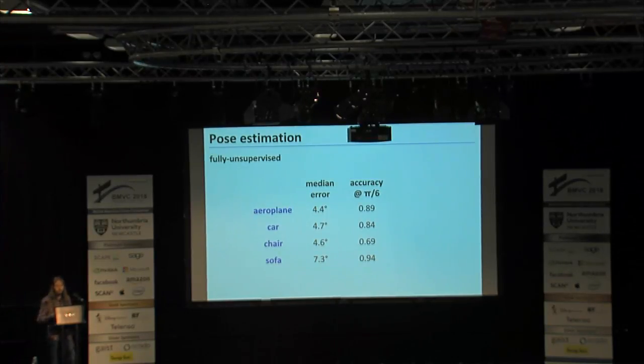Finally, we can also evaluate the performance on pose estimation by the encoder network, and we see that the median predicted error in poses is rather small, and also we're typically within 30 degrees of the correct answer. So the model is successfully disentangling these shape and pose factors.